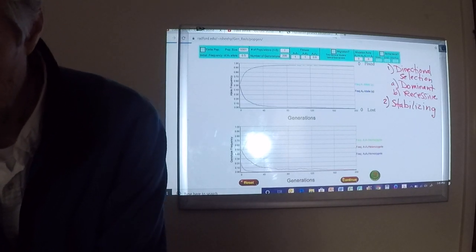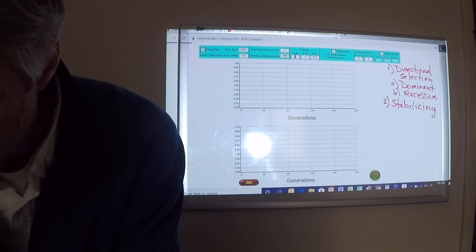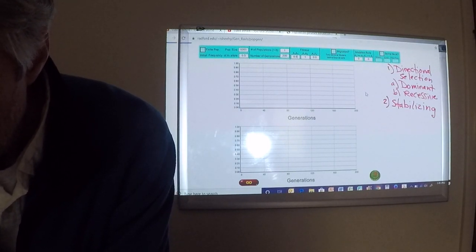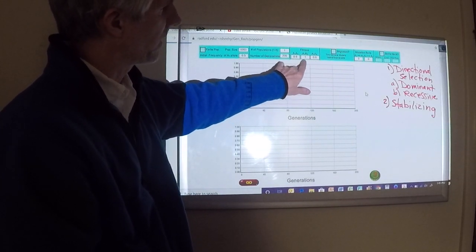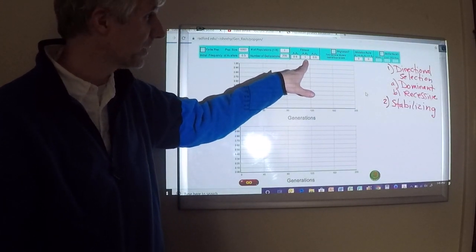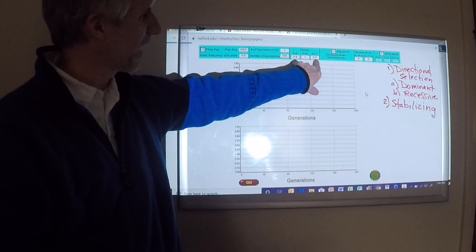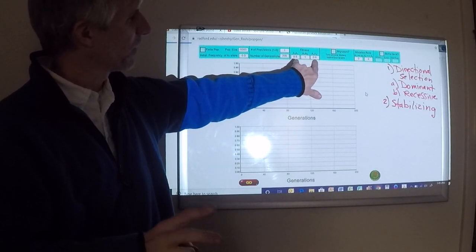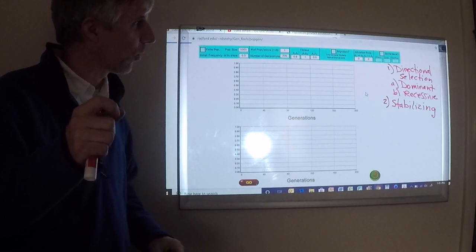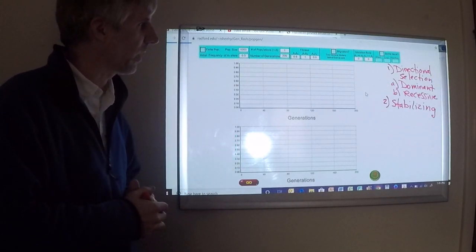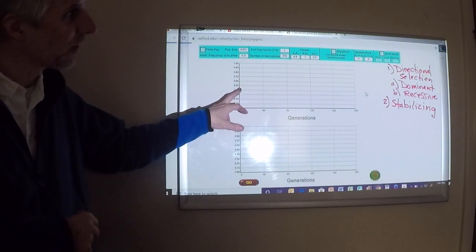So let's change our model here, and we're going to give the two homozygous individuals the lowest fitness, and the heterozygous individual will have a 1 representing the highest fitness possible. I'm going to start the allele frequency off at 0.5.